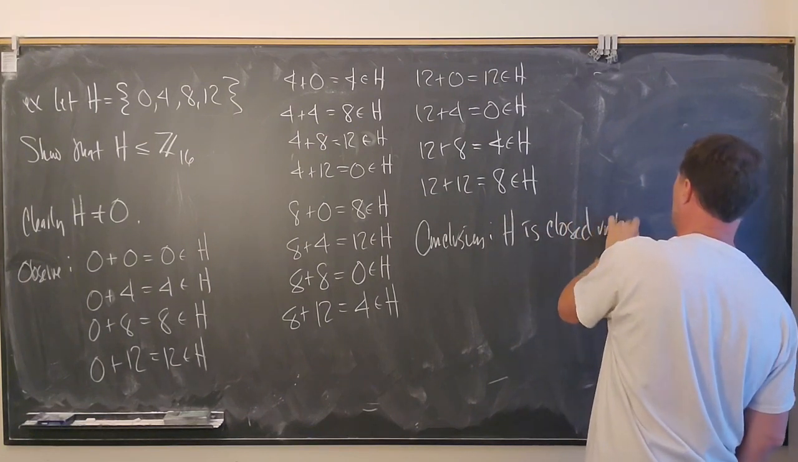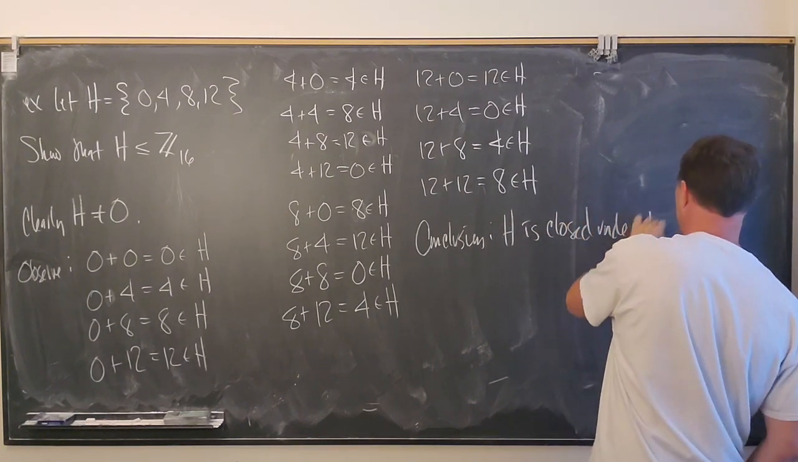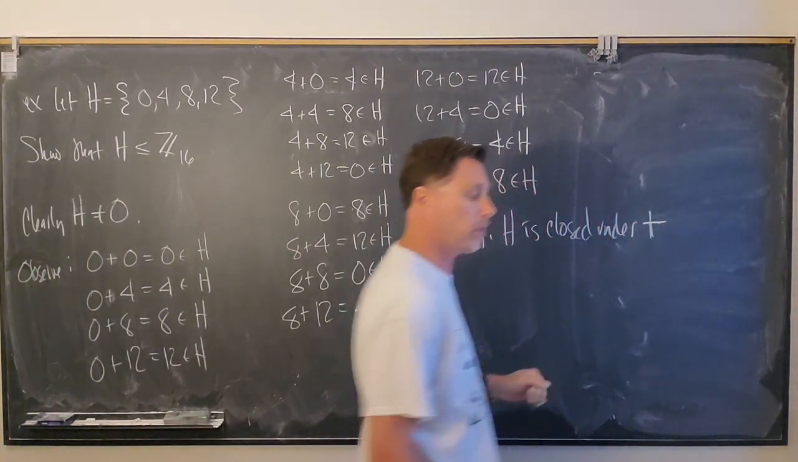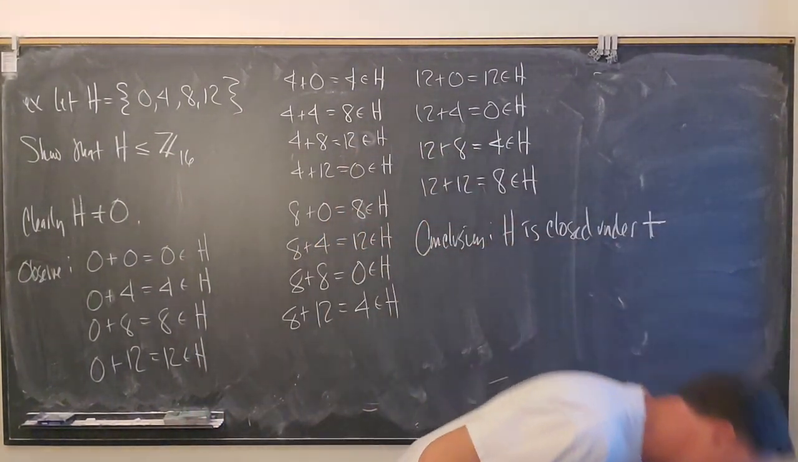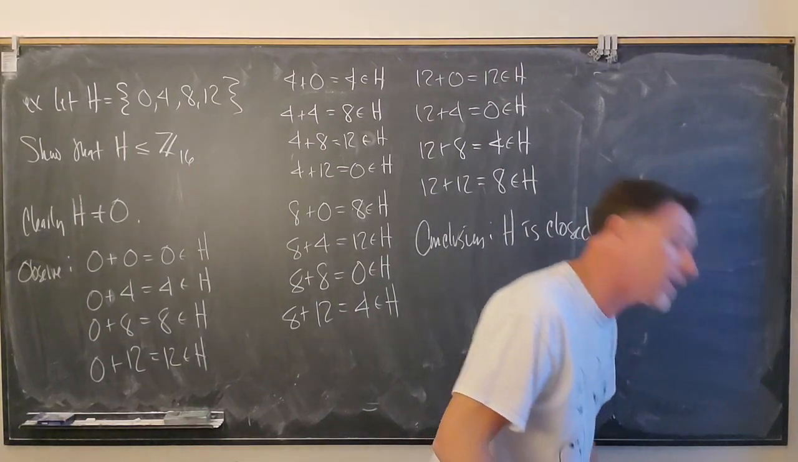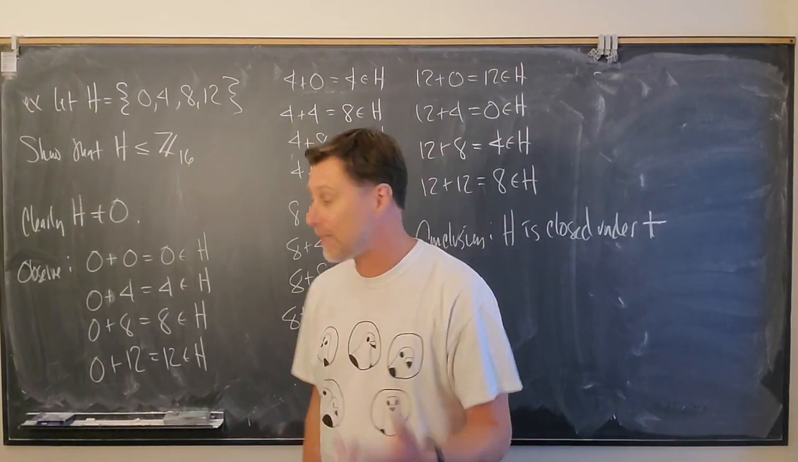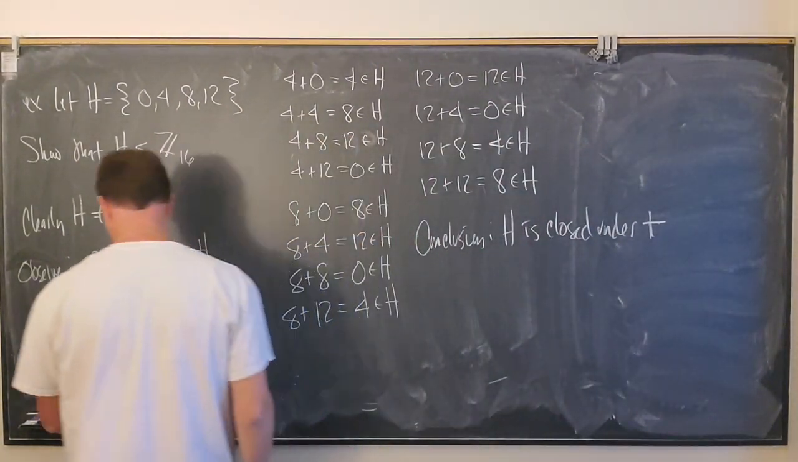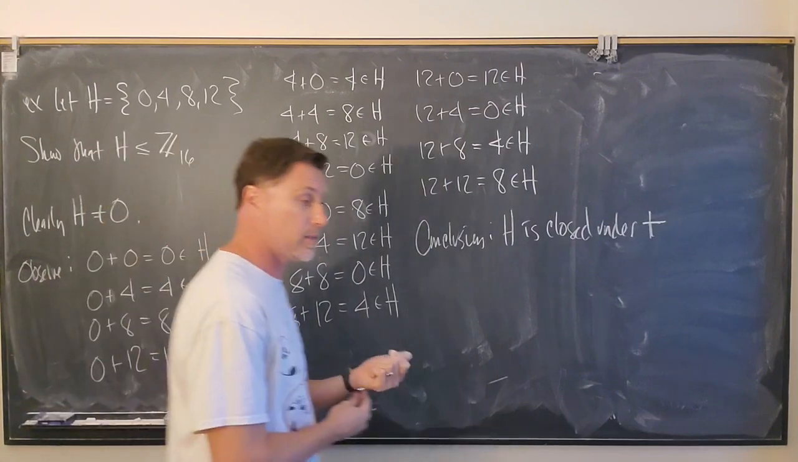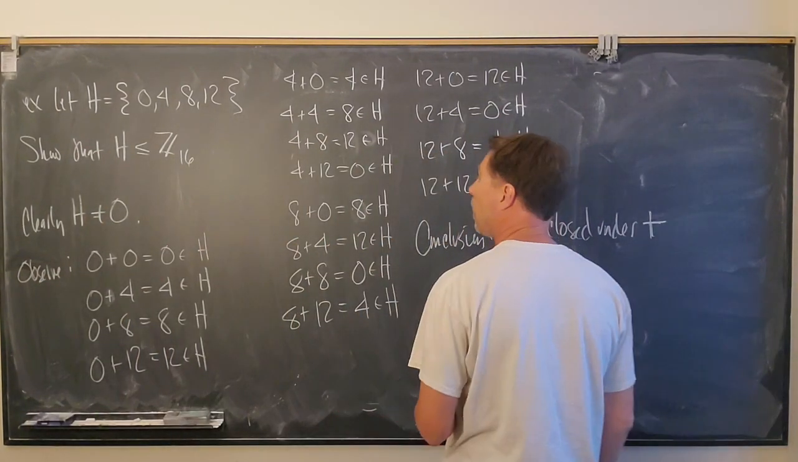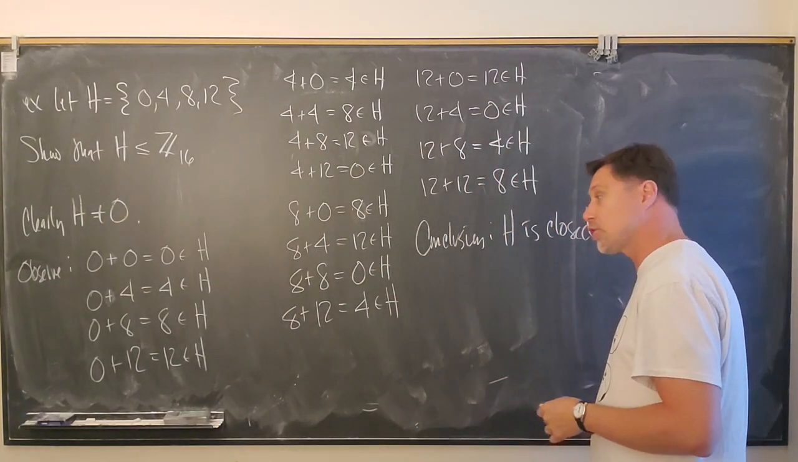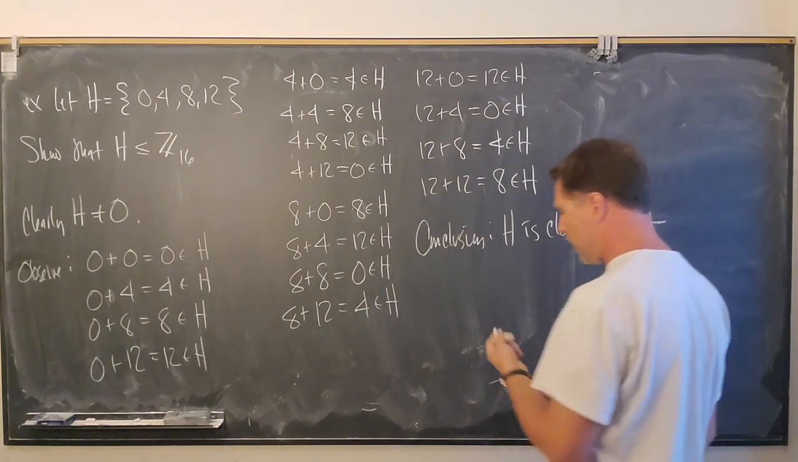under the operation. And I know some of you might be saying, why aren't you writing plus 16? Well, at some point, we're just going to realize that we don't need to write the plus 16 as long as we remember that when you're in Z16, the operation is addition mod 16. Okay, so that checks closure. That's the first part.